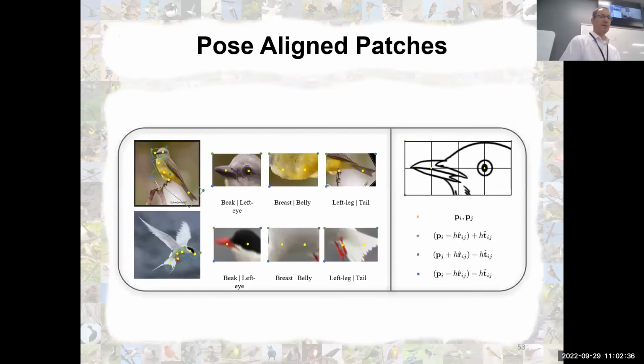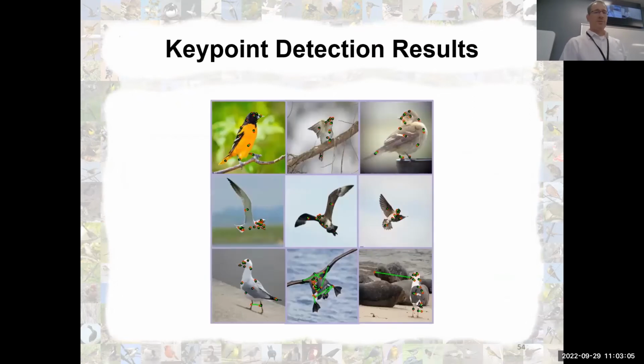So here you can see, if we take, for example, the eye, a bunch of different images might show up at this one, beating out that one, the breast and the belly, the left leg and the tail. But you can see on these images on the left how we're grabbing the appropriate regions. We can actually align it to the pose of the object. It might be a bird in flight, might be a bird that's perched.